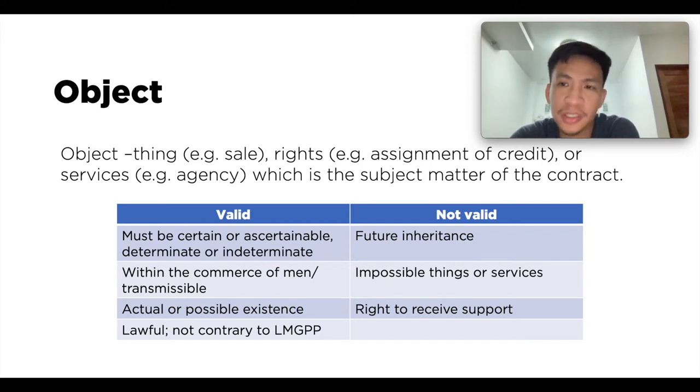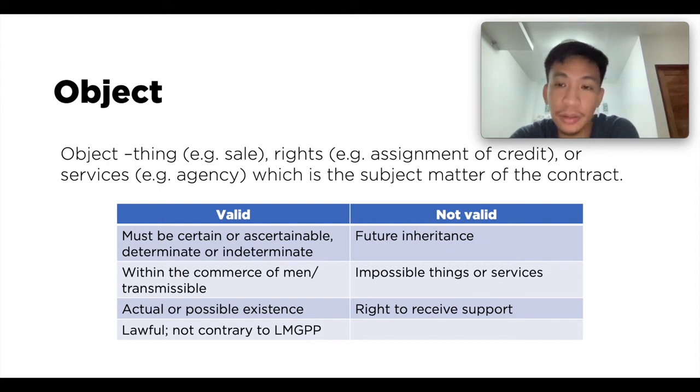So hindi mo pwede, for example, ipagbenta ang outer space, ano? And you can't sell outer space because you don't own it to begin with, and it's not really for sale. It's not within the commerce of men, no? So it's not transmissible. Kaya hindi mo siya pwedeng ipagbenta, or yung dagat. Hindi mo pwedeng ipagbenta yung dagat kasi that is outside the commerce of men, because that is something that is res communis, or it is something that is owned by everyone. So it's outside the commerce of men. Ito yung mga bagay na hindi natin pwede ibenta dahil hindi naman sa atin to begin with, no? Hindi mo siya pwede i-transfer because it's not yours. In the case of yung dagat, it's the ownership of every human being.